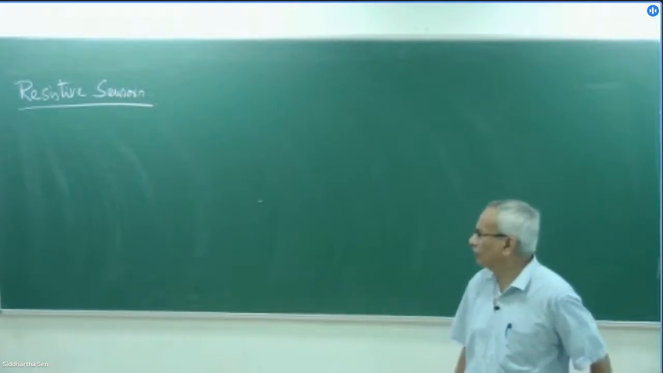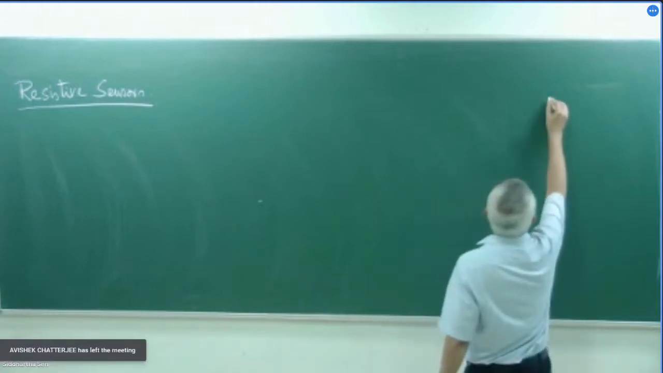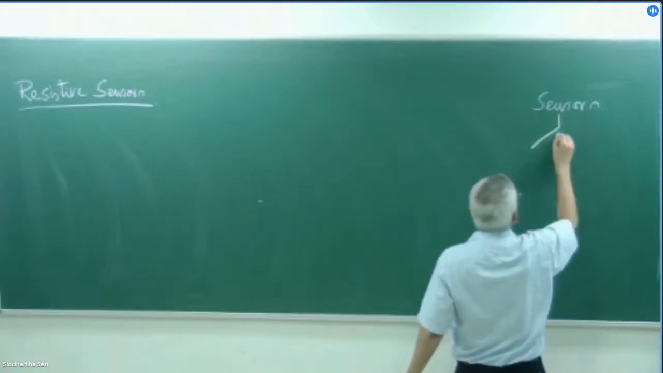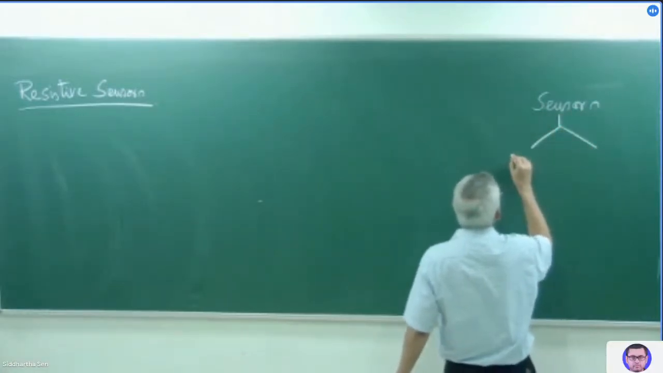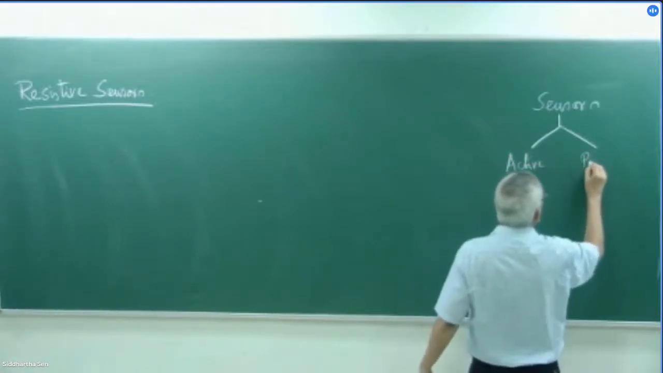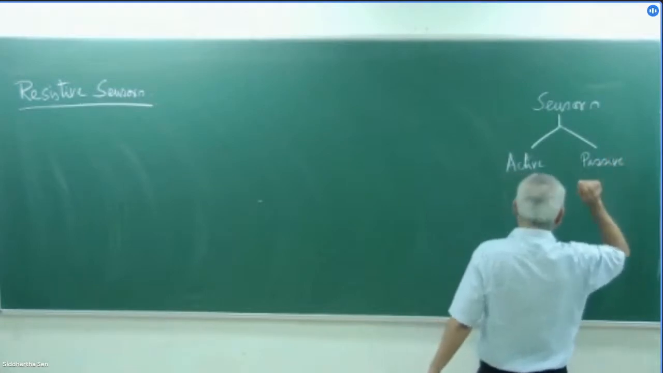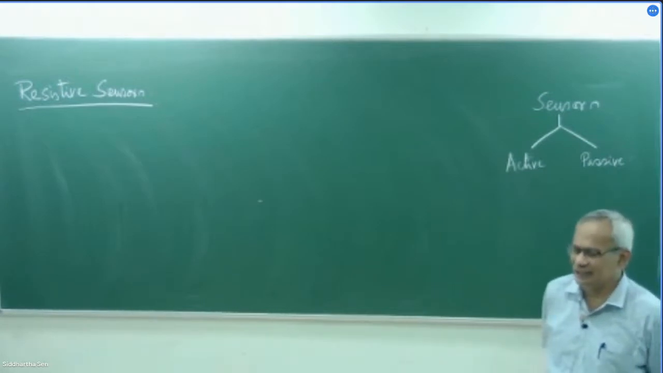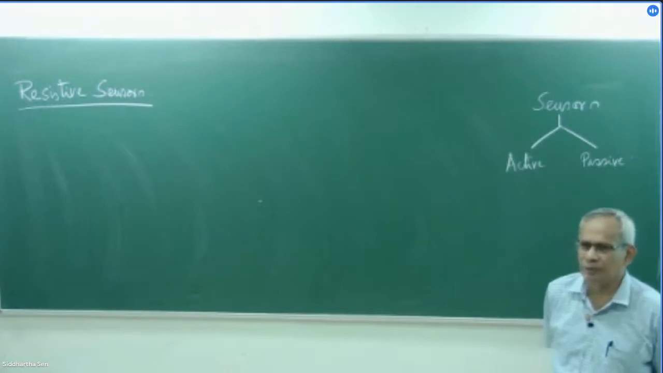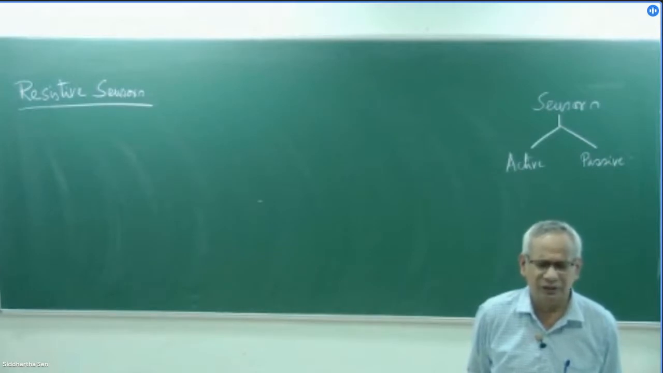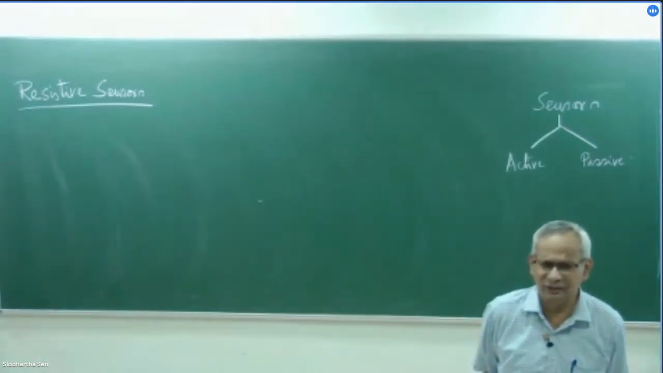And we have already said that the sensors can be classified into two categories. One is called active sensor, one is called passive sensor. So active sensors do not require any external power supply to operate. They are all self-generating type. We have already mentioned thermocouple is an active sensor.